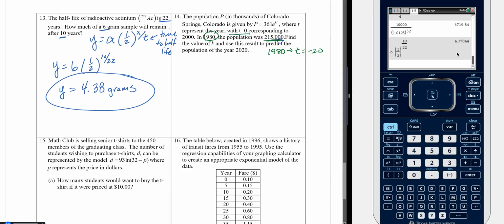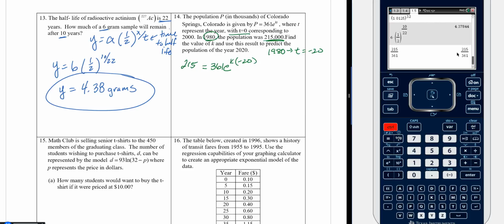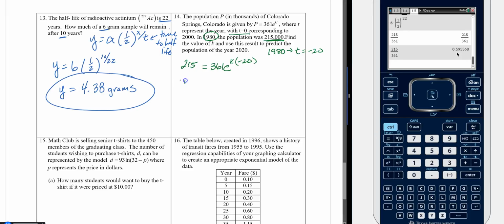So this is my amount in 1980. So we're going to go 215. We don't need thousands because the population is already in thousands. So 215 is equal to 361 e to the k times -20. So we're going to divide both sides by 361. So 215 divided by 361, let's leave it as a fraction. 215 over 361 is equal to e to the -20k.